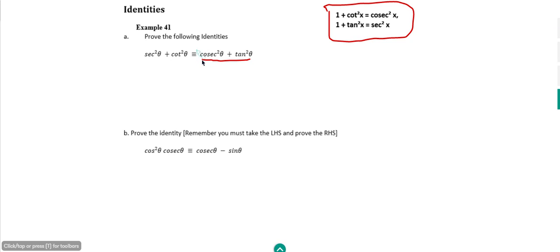So when we're doing this with the triple equals thing, we're going to just work on one side of it, the left-hand side, and try and turn that into the right-hand side. So to do that, we can first of all take the sec squared theta, and say that's equal to 1 plus tan squared theta.